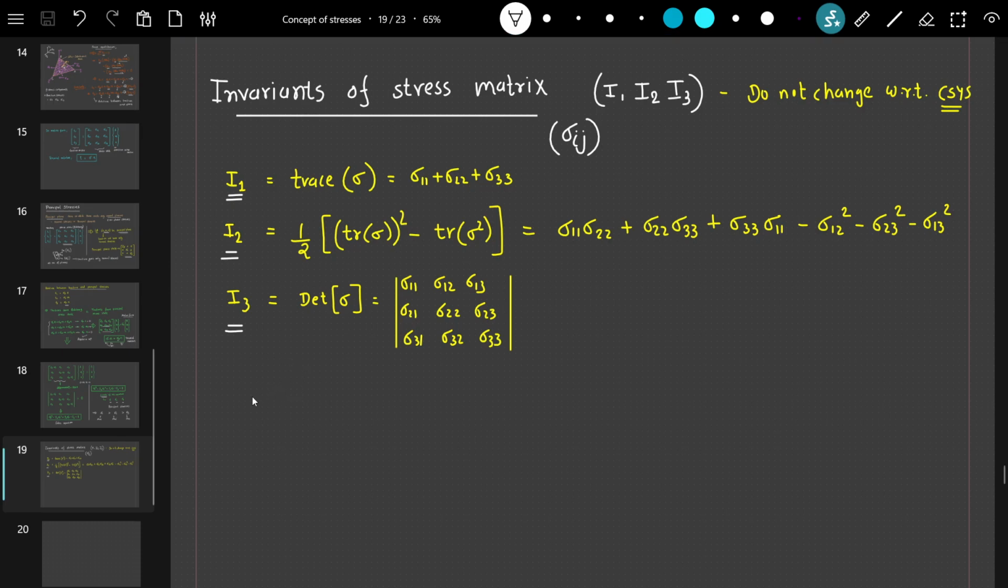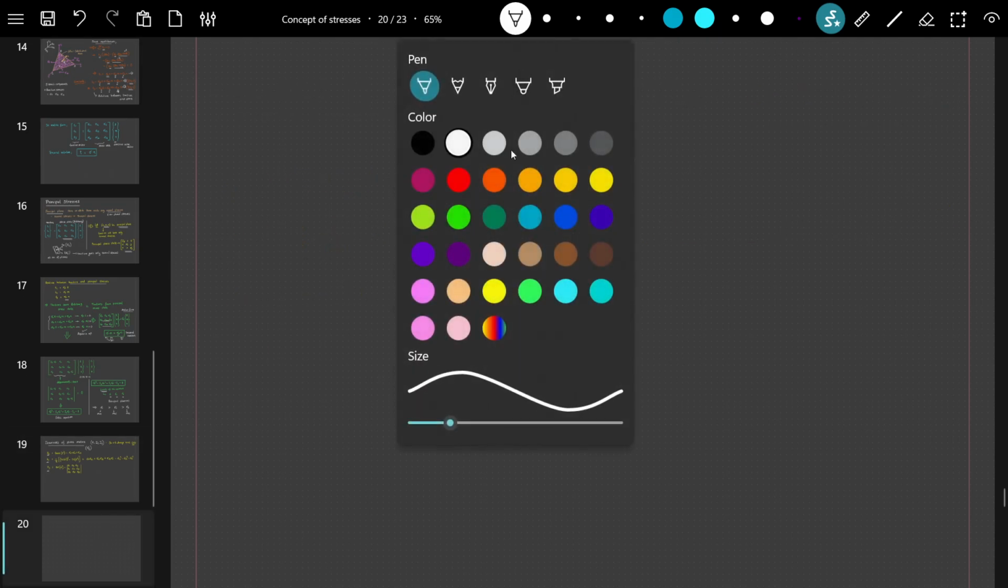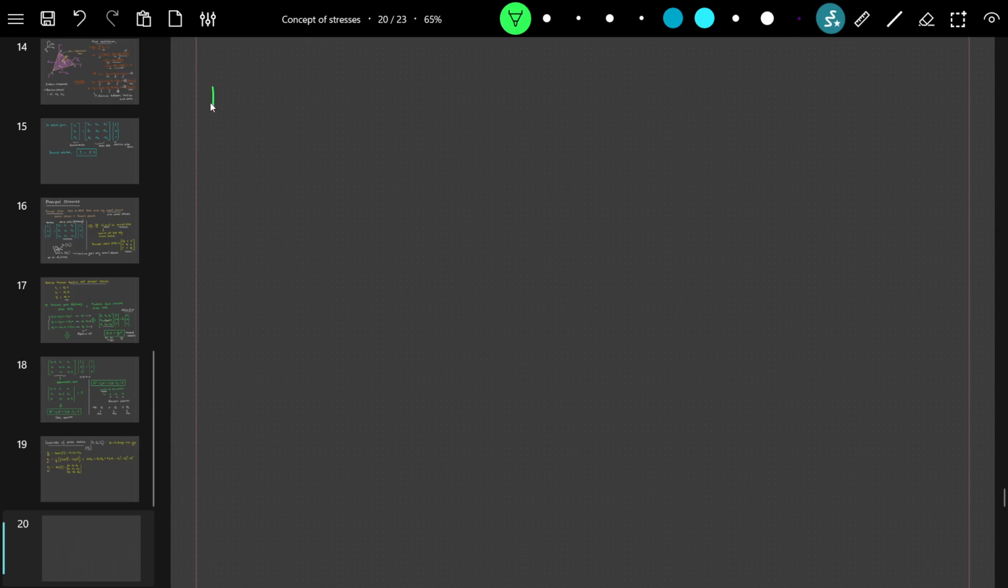Let's understand why these are called invariants of the stress matrix. We said invariance means they do not change with respect to the coordinate system. So let's try to understand this. Okay, let's take this as a stress state.